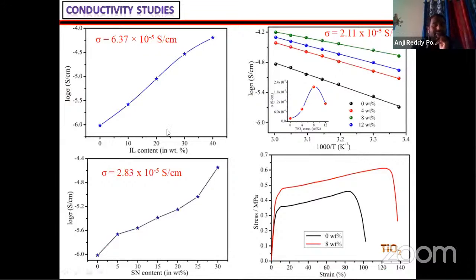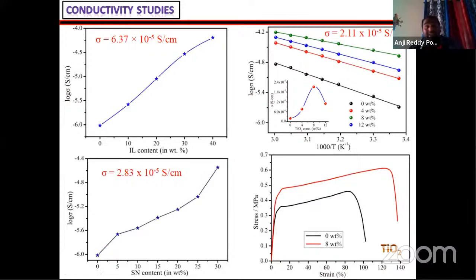With ionic liquid, the maximum conductivity I have achieved is up to the 10 to the -5 order. Remember, the conductivity I have shown here is at 23 degrees centigrade. With ionic liquid, that is 10 to the -5. With succinonitrile, that is also 10 to the -5 order. And with TiO2 nanoparticles, the conductivity is up to 10 to the -5 order. The conductivity is very good.